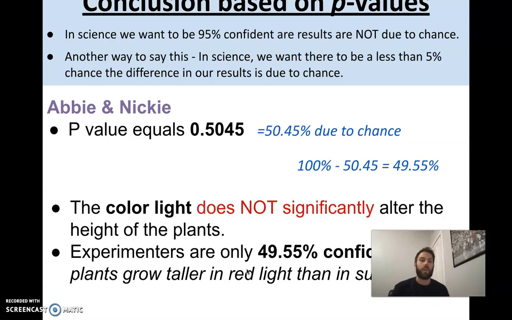So let's look at Abby and Nikki. Remember, we didn't actually calculate this, but if we were to, the p-value would be 0.5045. Remember, this is a decimal, so I'm going to move it 1, 2. And so that means that their results were 5 and 6, and is there a difference there? Well, it's actually about a 50% chance that 5 and 6 is just due to chance. That's really not good odds in terms of saying, oh yeah, the red light definitely had an effect. So if I were to write a conclusion, because this is greater than 5%, greater than 0.05, I would say the color of light does not significantly alter the height of plants. There's a difference, but it's not a significant difference. And I would say the experimenters are only 49.55% confident that plants grow taller in red light compared to sunlight.